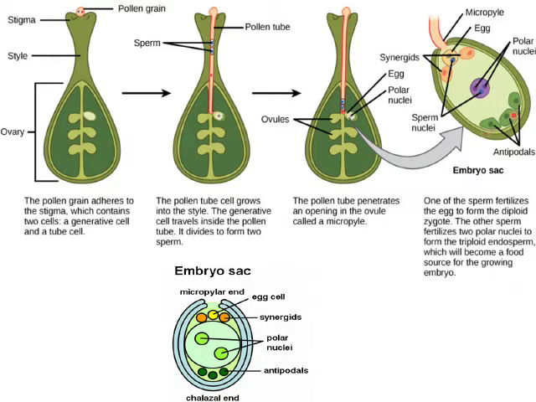Now, as I had told you, these three are antipodals which are going to degenerate, but they will be very useful and they will provide nutrition to the growing zygote. Now what is a zygote? The first fertilization, that is between male and female gamete, results in the formation of a diploid zygote. We had said that the egg cell is haploid whereas sperm nuclei are also haploid, but when two haploid nuclei meet, it results in the formation of a diploid zygote.